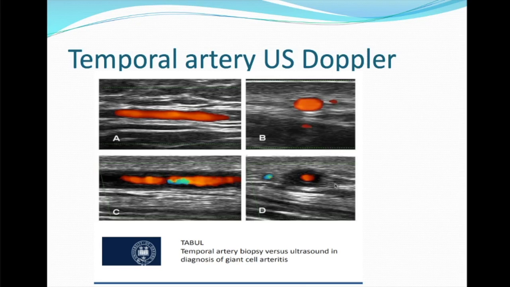And in the transverse image, you can see that hypoechoic layer around again, and it's what we call the halo sign, and this is what we look for in giant cell arteritis. So if a patient has an ultrasound scan and the appearance is like images C and D, we'd be fairly confident that this patient has giant cell arteritis.